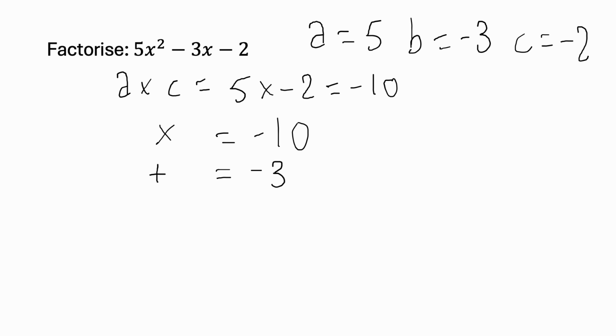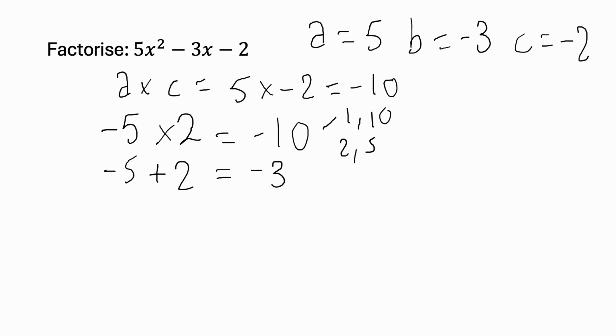So because we have to work out two numbers that multiply to make negative 10, that means that one of our numbers needs to be positive and the other number needs to be negative. So one positive and one negative. Factors of 10 are 1 and 10, and 2 and 5. So for here, it would be negative 5 and 2.